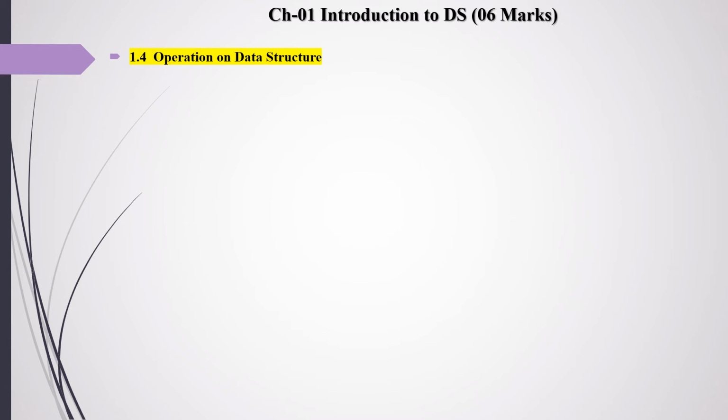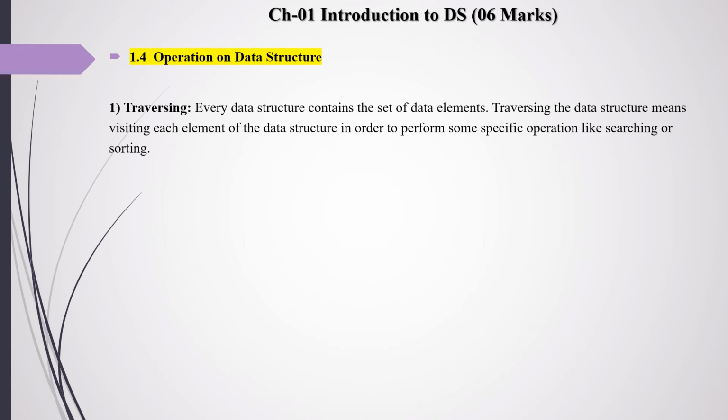Next we see operations on data structures. Many times in examinations a question is asked for 2 to 4 marks: list or explain the operations on data structure. So we can perform various operations on data structure. First is traversing.